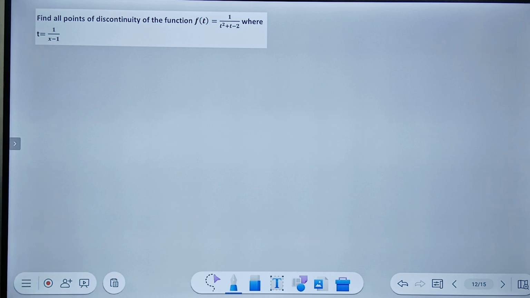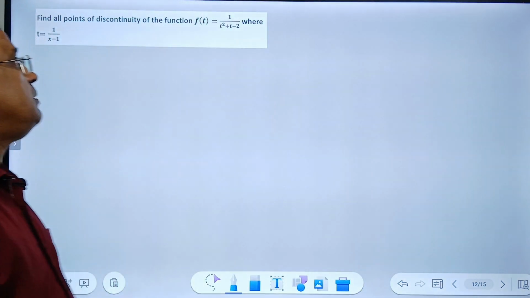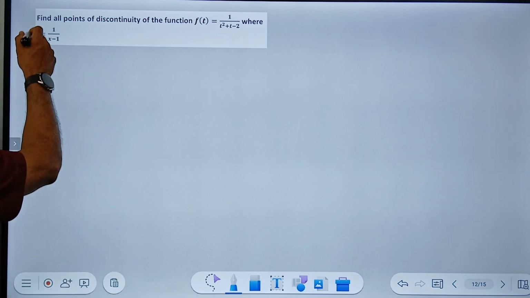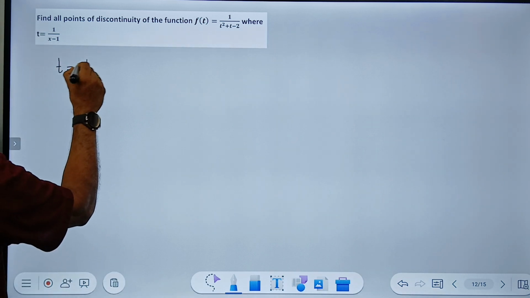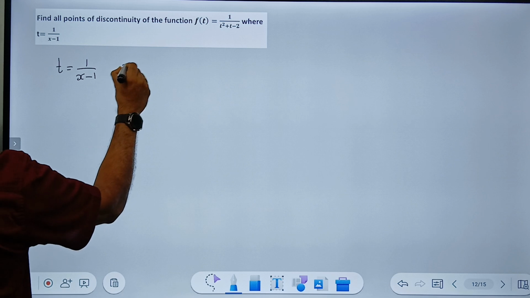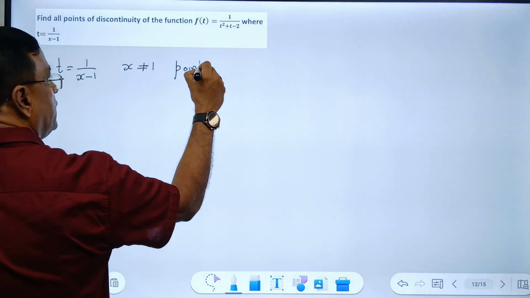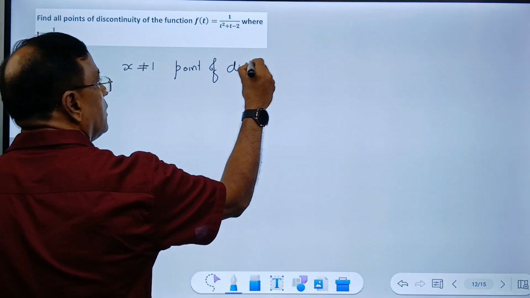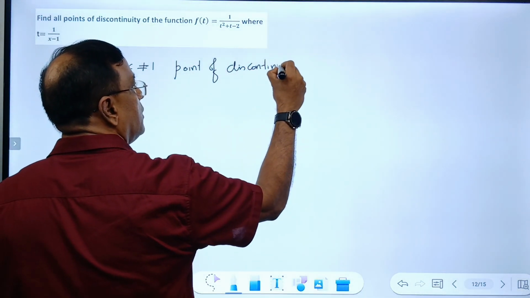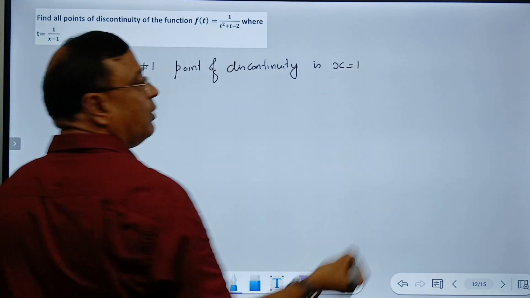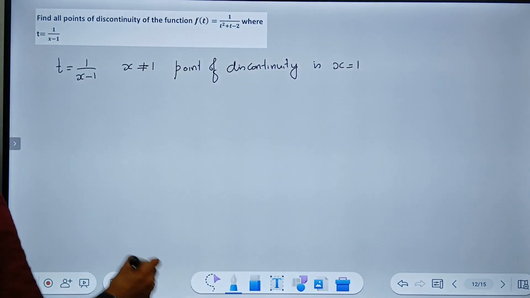This is again a very nice sum. Find all points of discontinuity of the function f of t equal to 1 by t square plus t minus 2, where t is given by this. Okay. So if you want the t to exist, definitely x should not be 1. Correct? So first point of discontinuity is x is 1, because x cannot be 1. Let it be that.